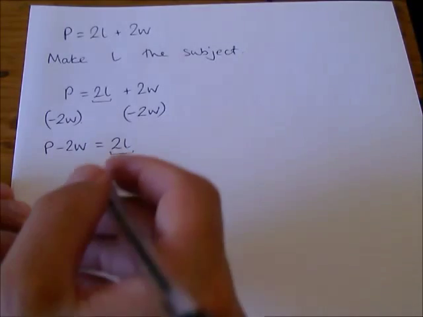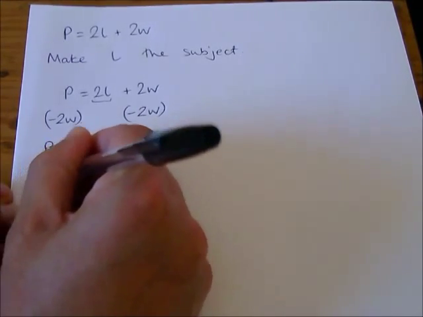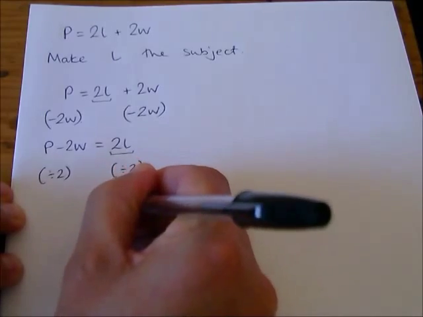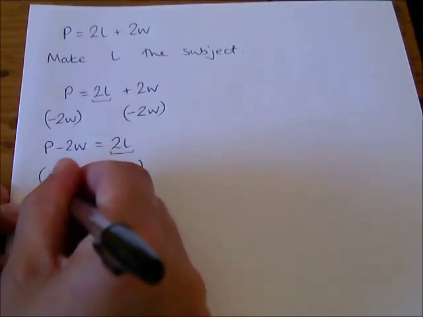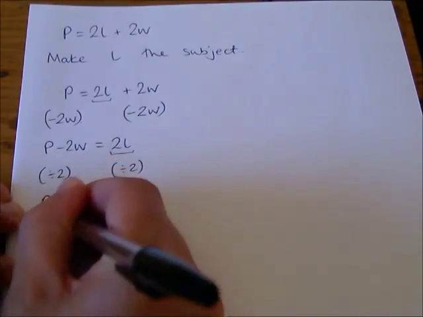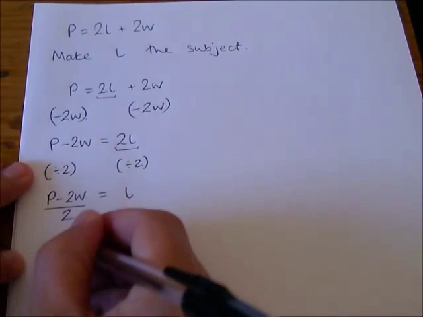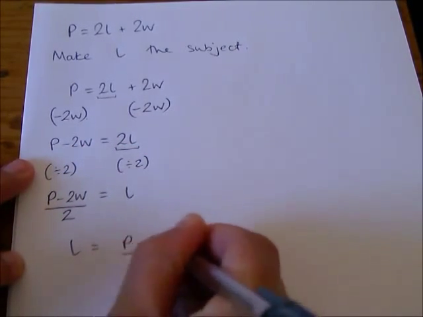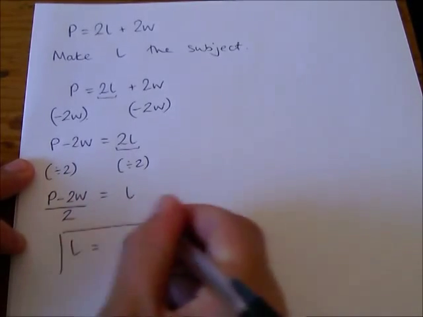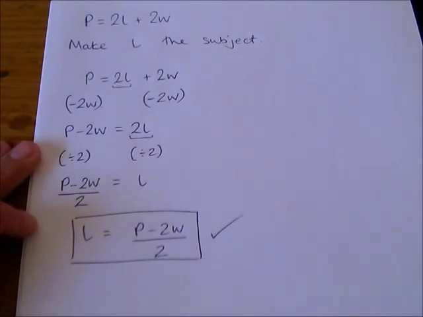And then the last step on this one, divide by 2, because we want L to be the subject all on its own. And we end up with that formula. And again, I would say it's just nice and neat to write it down like that.